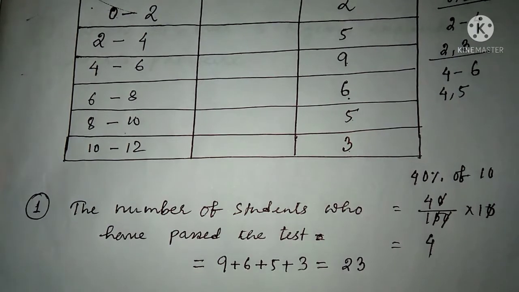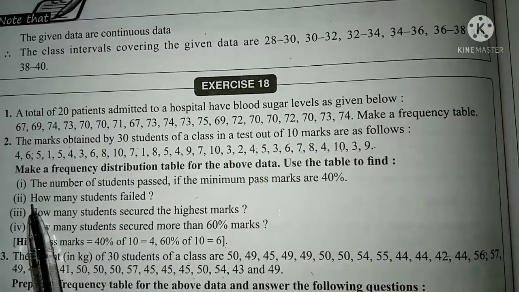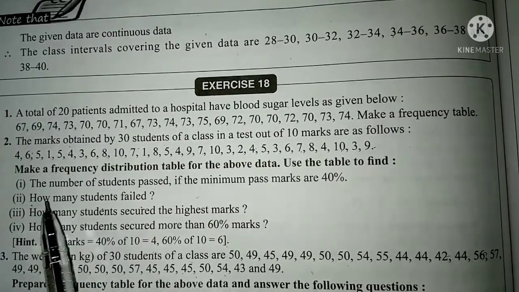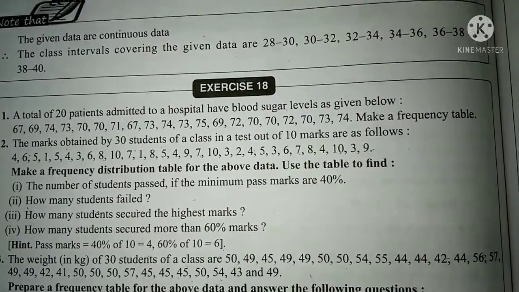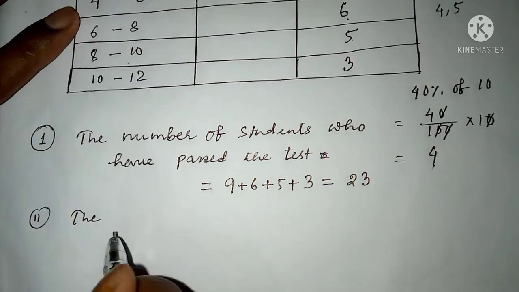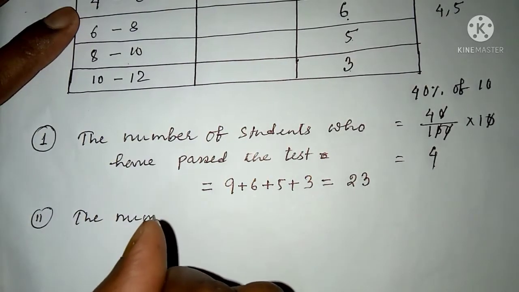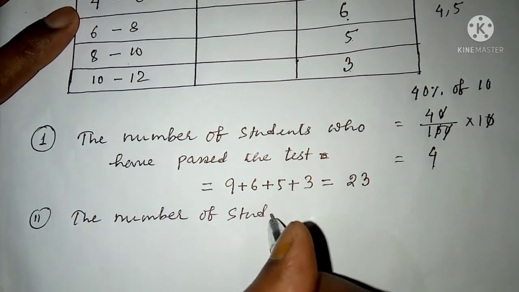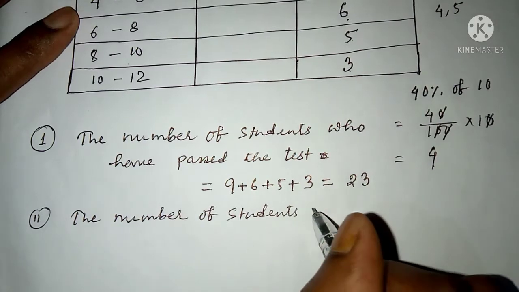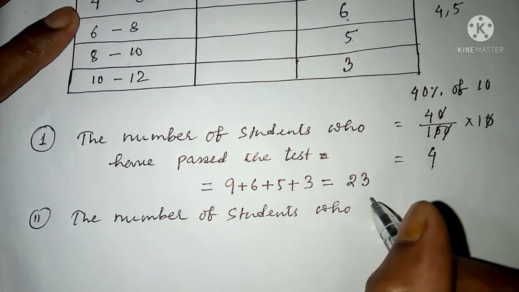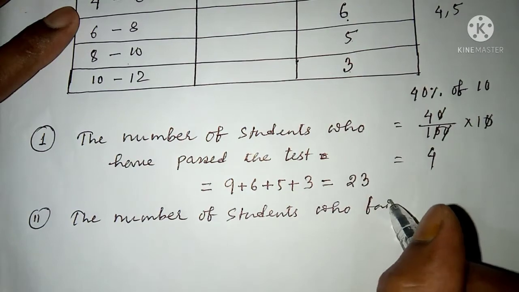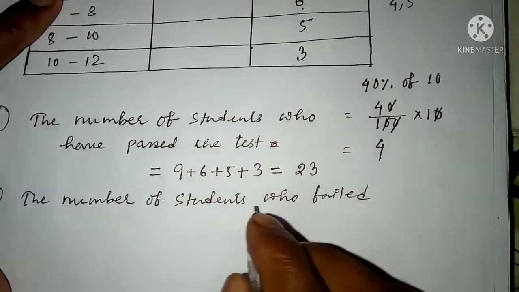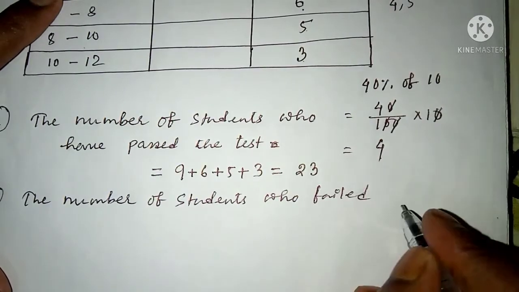The second question is how many students failed. So we need to find out how many students failed. Then the next is the number of students who failed their test, or you can say who failed.